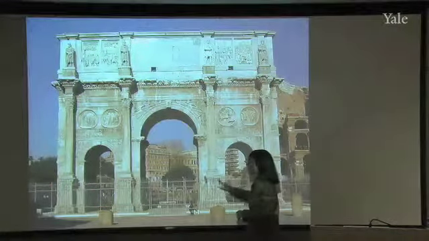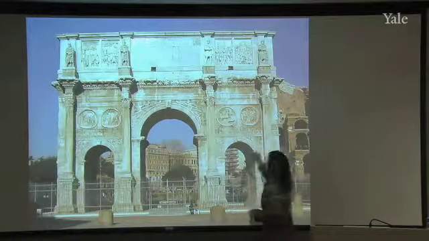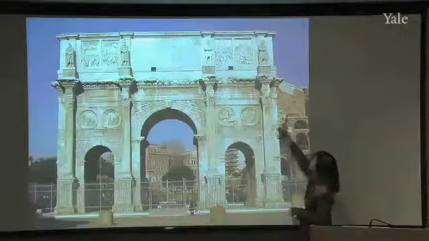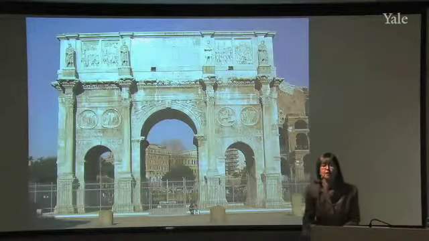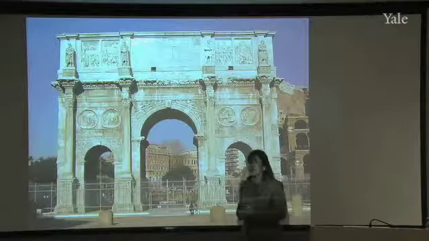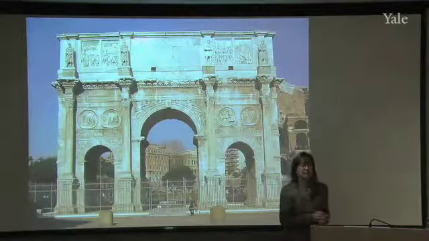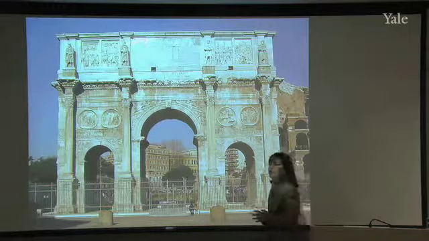The pedestals of the columns were also carved in the Constantinian period, and there are 2 roundels, 2 round frames on either short side of the monument that were also done during the Constantinian period. But what's particularly interesting is the fact that all the rest of the sculpture was cobbled together from earlier monuments.